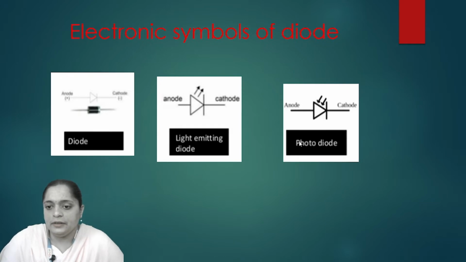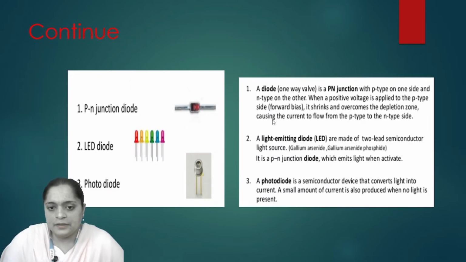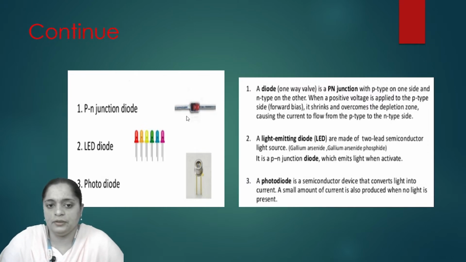Again, if we move towards our next type, that is the photodiode. A photodiode can absorb light and that light is converted into equivalent current. Again, the symbol is the same. It consists of two terminals, anode and cathode. Here additional arrows are there, but they are towards the cathode, meaning it can absorb the light and that light is converted into equivalent current. These are the different electronic symbols of diode, or also we call them different types of diode. After that, this is the physical appearance of the PN junction diode. Means the PN junction diode looks like this.